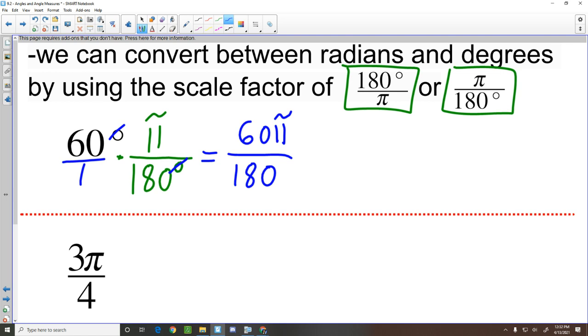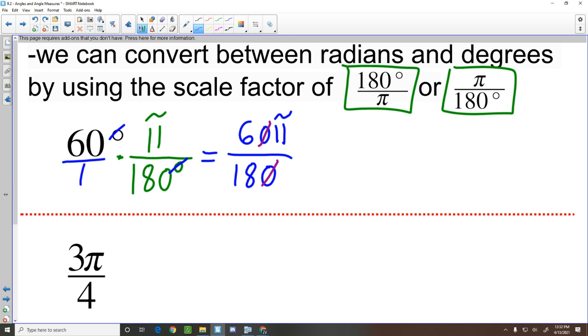Notice there's no more degree symbol. The degree units canceled out and we're left with these pi radians. Now we also want to simplify the fraction if we can. So for this one, what I do is I notice that they both have a 0 in the ones position, so I could divide both of those by 10, essentially just crossing off the zeros.